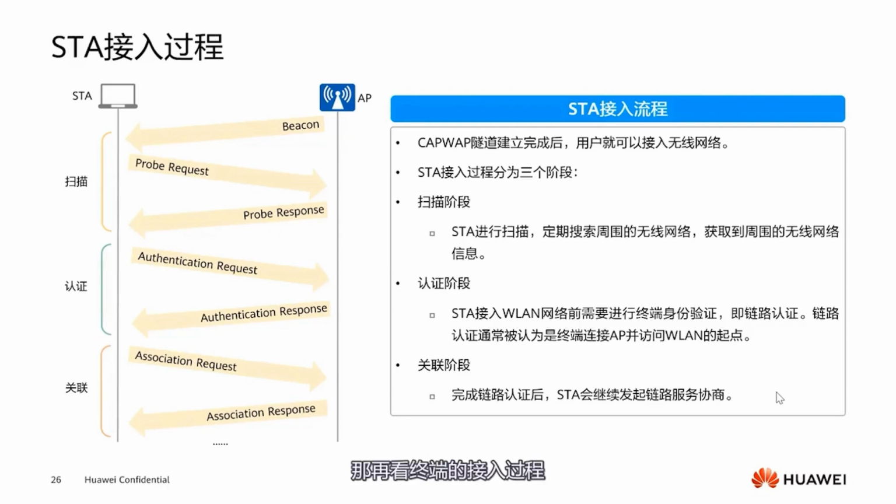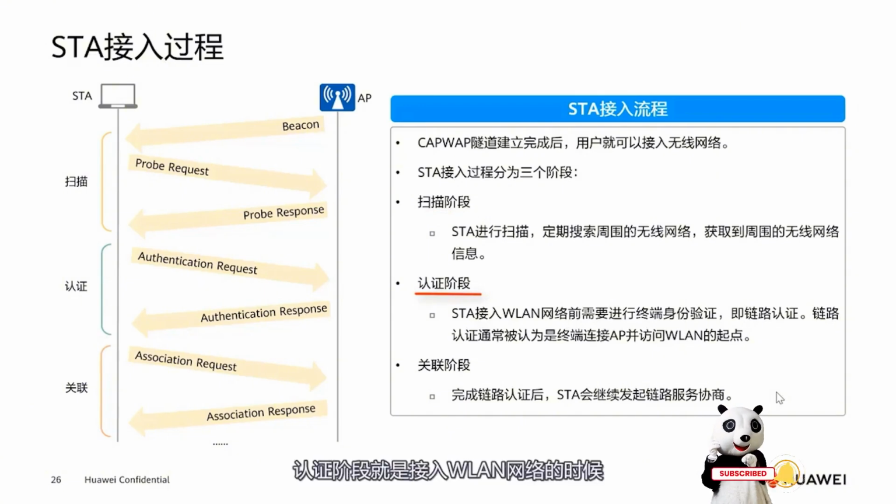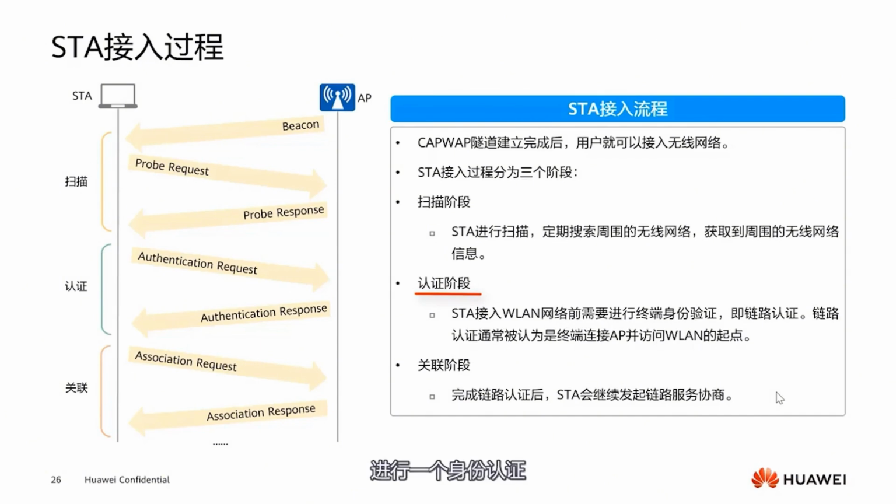Then let's look at the terminal's access process, which is divided into 3 stages. The first stage is the scanning stage, periodically scanning for available wireless networks nearby. This is why having Wi-Fi on drains battery. As long as Wi-Fi is on, even if you're not connected, it continues to scan for networks available nearby. The second is the authentication stage, which is when accessing the WLAN network.